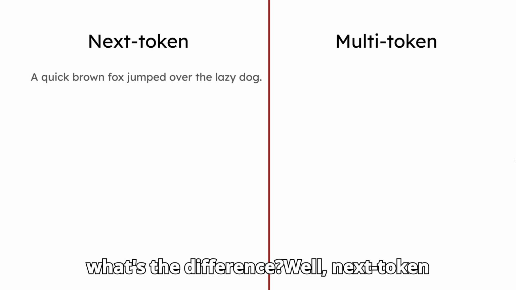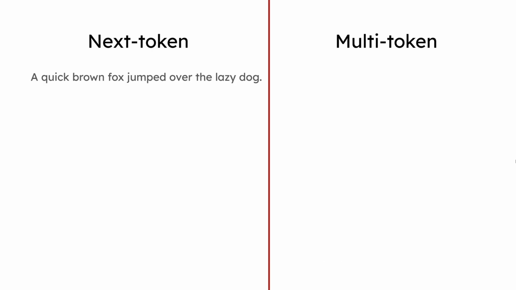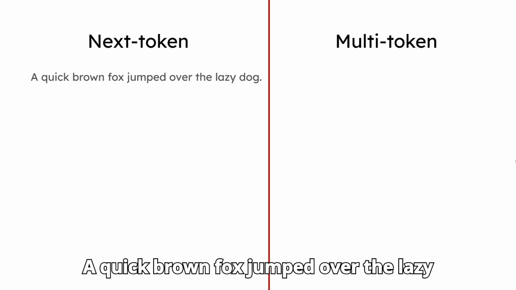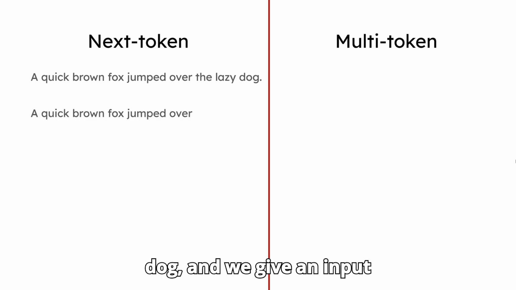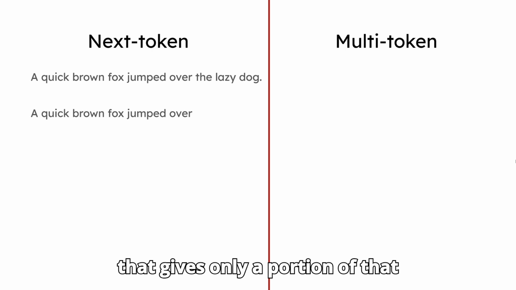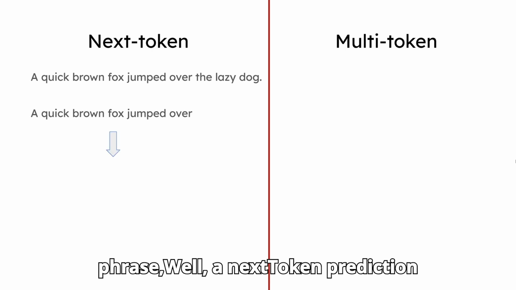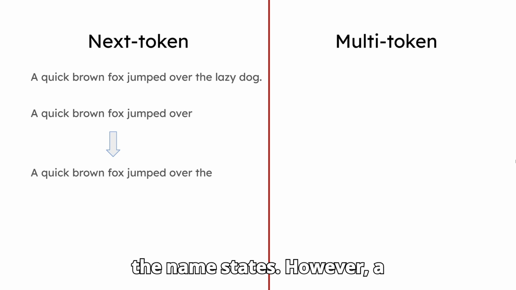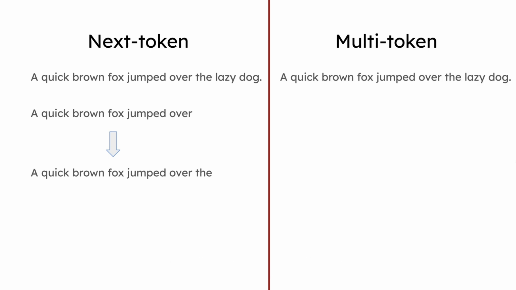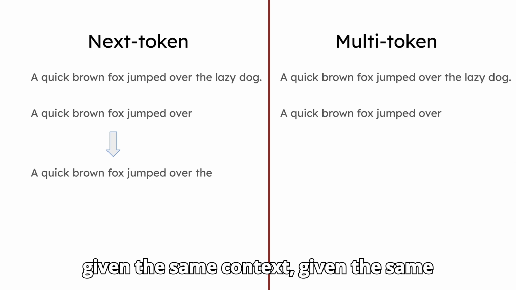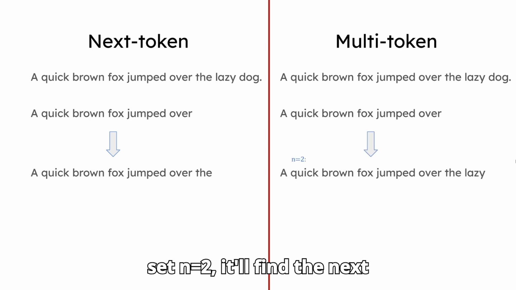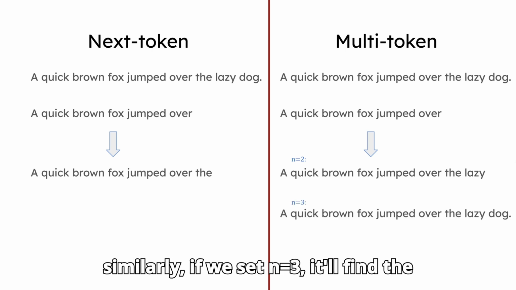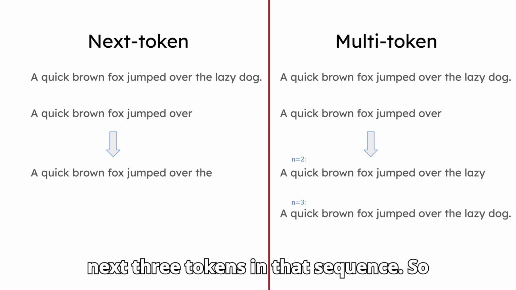So, what's the difference? Well, next token predictions look at only predicting the next token in a sequence. So if we're given the context, a quick brown fox jumped over the lazy dog, and we give an input that gives only a portion of that phrase, well, a next token prediction will find only the next token, like the name states. However, a multi-token prediction, given the same context, then given the same input, a portion of that sentence, if we set n equals 2, it'll find the next two tokens in that sequence. And similarly, if we set n equals 3, it'll find the next three tokens in that sequence.